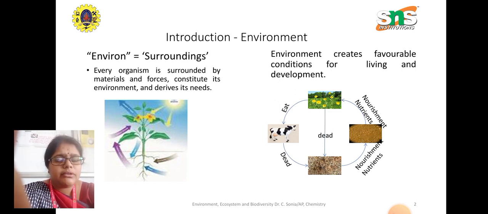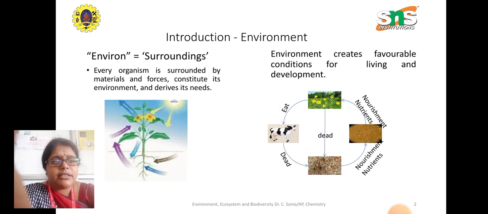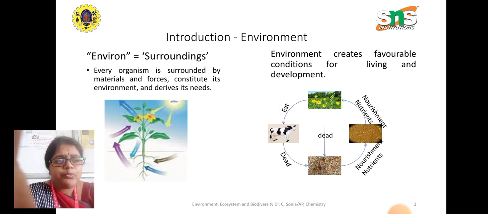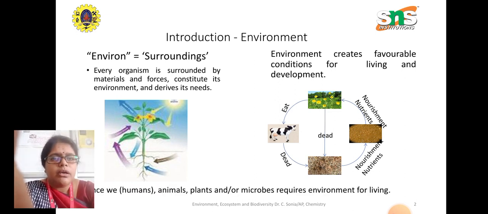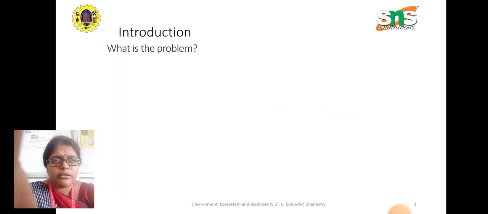So there's a cycle. For example, the animals are dependent on the plants. They take food from the plants, and after the animals die, they are degraded and become nutrients with the help of microorganisms. The nutrients are again absorbed by the plant. Even when the plant dies, it decomposes and becomes nutrient after a long period of time. So we humans, animals, plants, and microbes all require the environment for living.